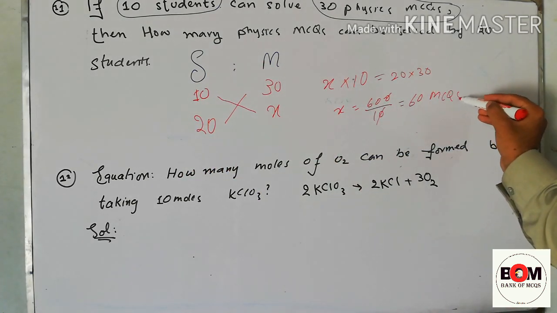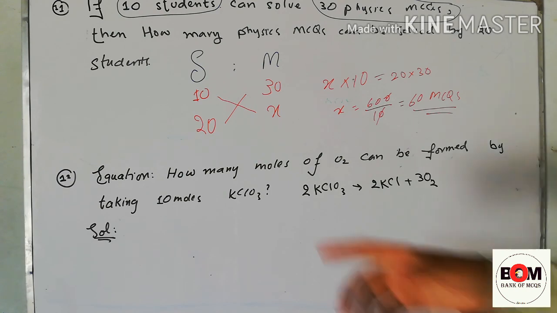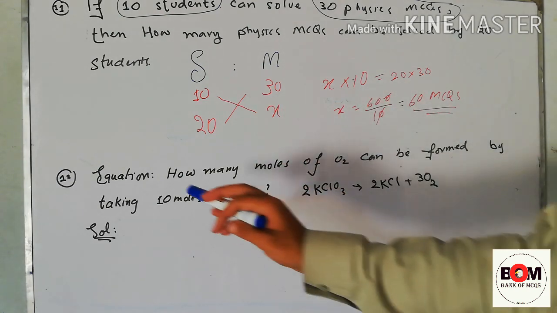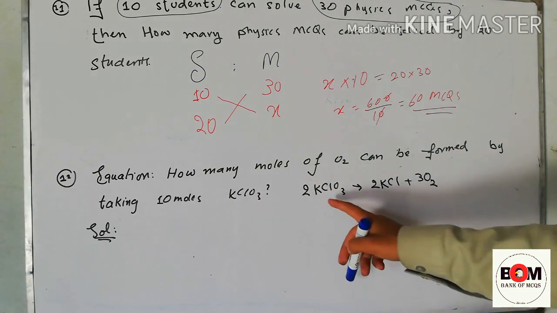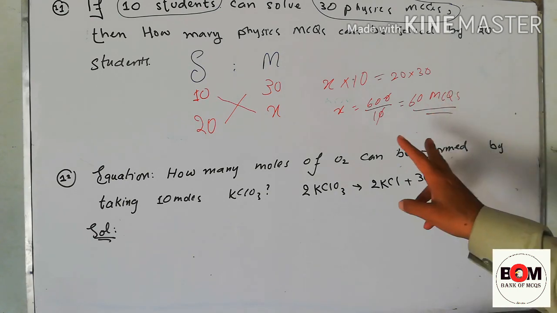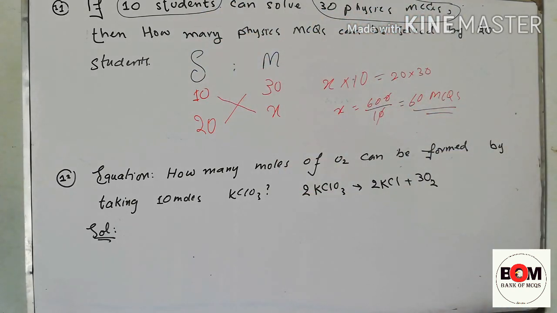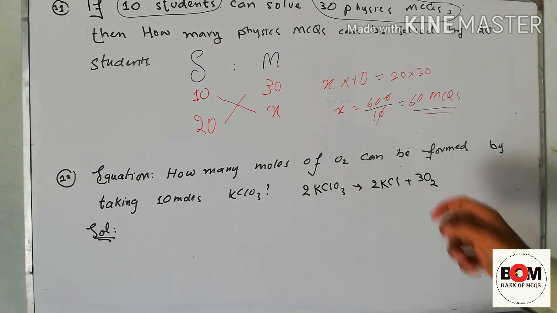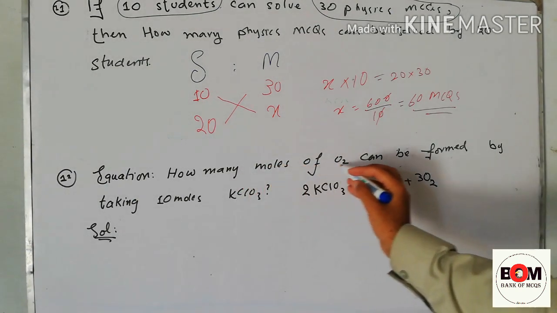So this was easy. If you have understood this question, then you can solve every MCQ of stoichiometry. Stoichiometry is not different from solving these MCQs. Like, how many moles of O2 can be formed by taking 10 moles of KClO3, and they have given us the equation. First we will select two quantities, like we selected students and physics MCQs in this question. Here we are given KClO3, KCl and oxygen, so we will select those quantities that are asked for and given.